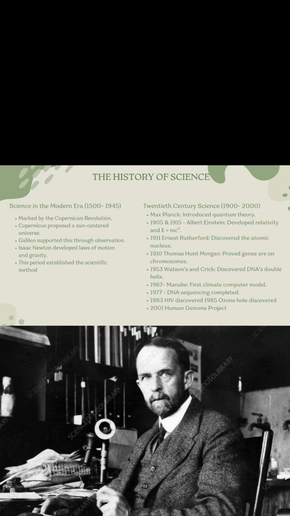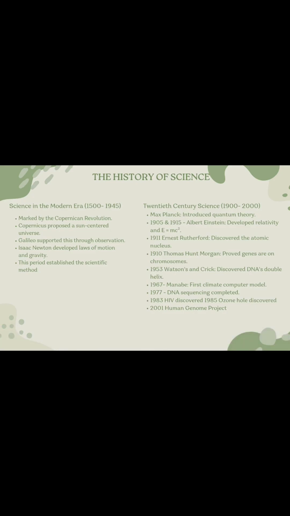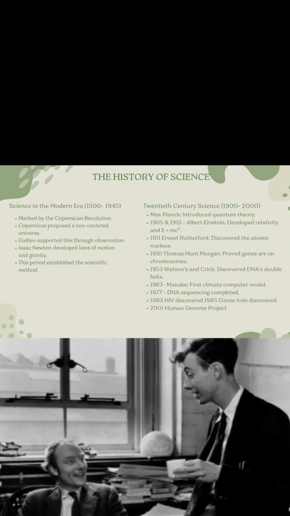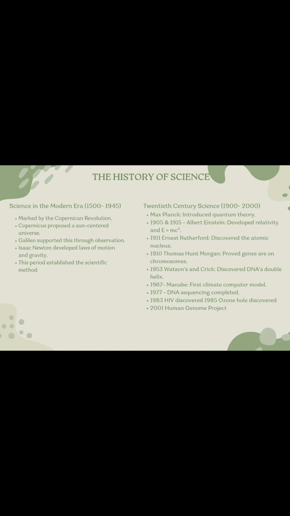Thomas Hunt Morgan proved that genes are located in chromosomes, helping establish genetics. In 1953, James Watson and Francis Crick discovered the double helix structure of DNA, often called the secret of life. Later discoveries included climate modeling, DNA sequencing, and the discovery of HIV, the ozone hole, and the mapping of the human genome.